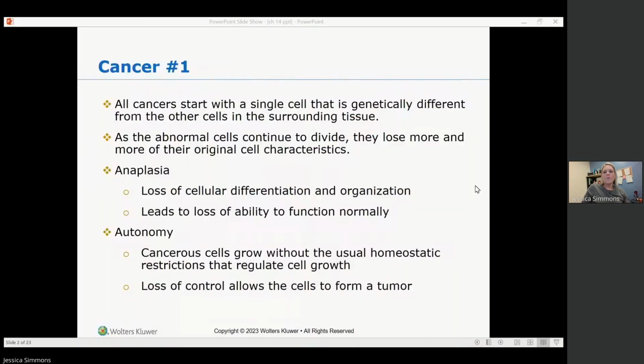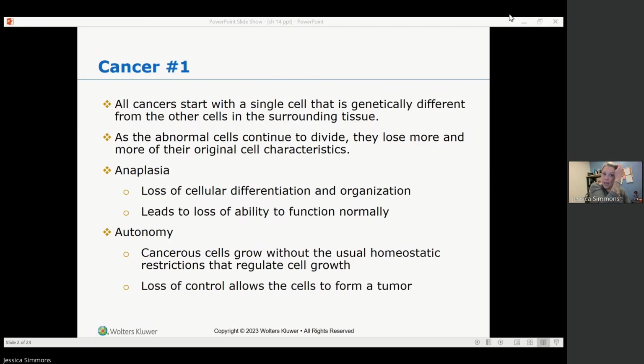All right, so cancer starts with a single cell that is genetically different from the other cells in the surrounding tissue, and that cell abnormally divides. It continues dividing, and they lose more and more of their original cell characteristics. So it is a regular cell that just goes rogue, okay? It starts doing stuff it's not supposed to be doing, and it just gets out of hand, and that's when you start growing a tumor.